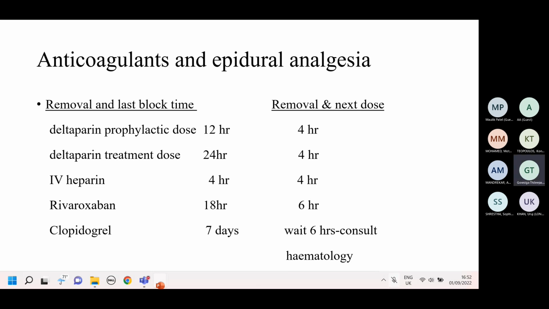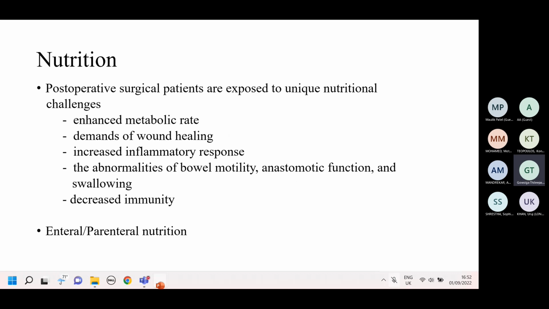Yes. Okay, let's move on to the next slide. So that's all. This is the main thing I want to discuss about epidural. Other than that, all the other issues are different topics, a vast topic. You can just discuss and finish my presentation.